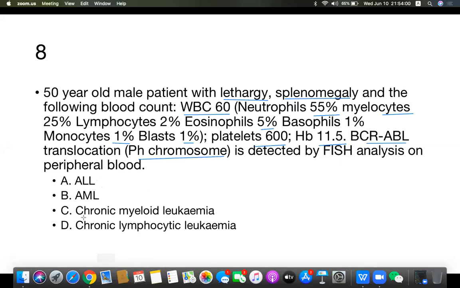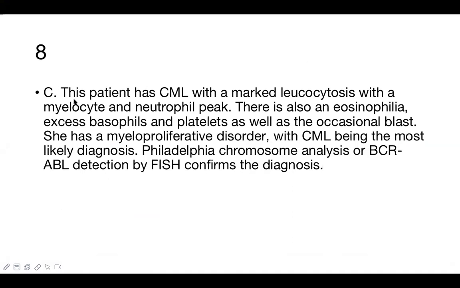So what is the correct option? This is chronic myeloid leukemia, C. So just a few clues are enough to make the diagnosis, okay? This patient has CML with a marked leucocytosis with a myelocyte and neutrophil peak. There is also an eosinophilia, excess basophils, and platelets as well. She has a myeloproliferative disorder with CML being the most likely diagnosis. Philadelphia chromosome analysis or BCR-ABL detection by FISH confirms the diagnosis. Let's move to the next one.